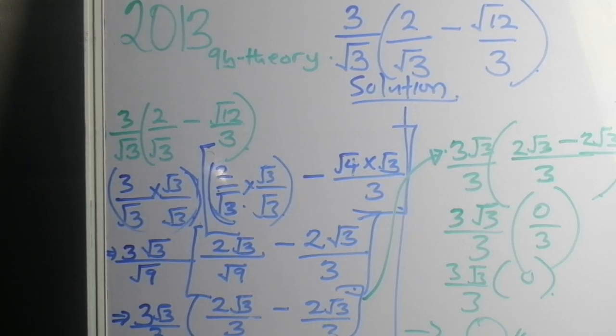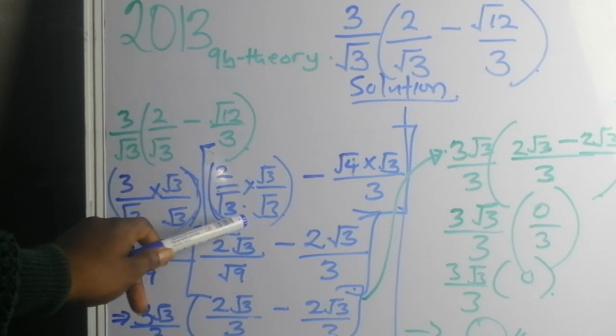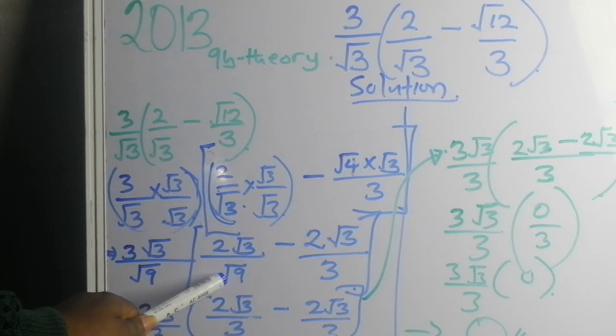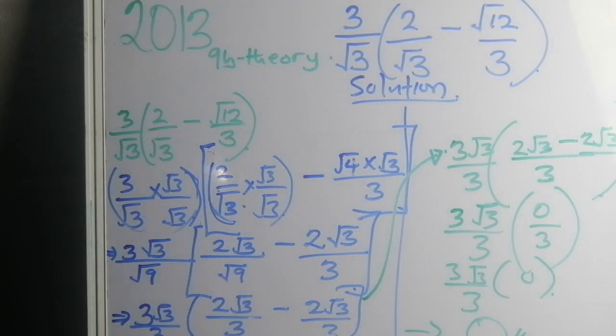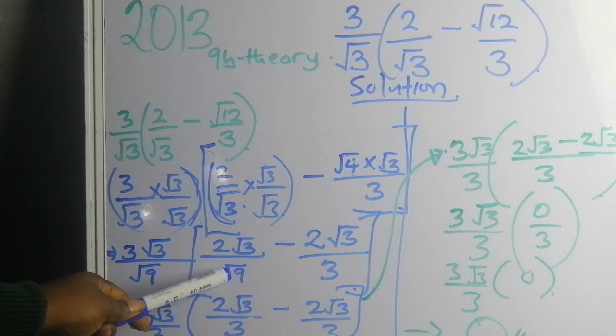That is how mathematics is. If you look at it very well, this is very simple. We've rationalized here and we are getting this. The same thing here: we didn't rationalize because this one has no square roots at the denominator. But this one has square roots, so we rationalize this. You have 9, and the square root of 9 is 3.